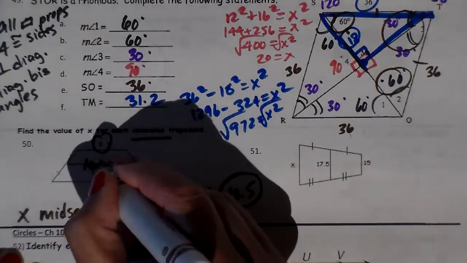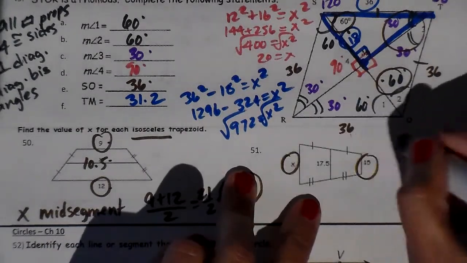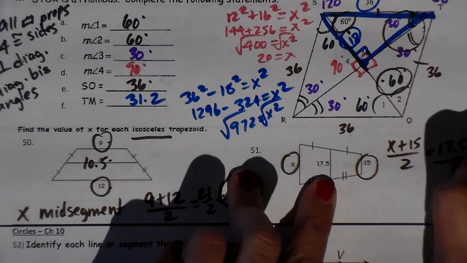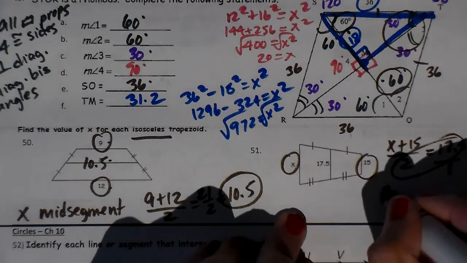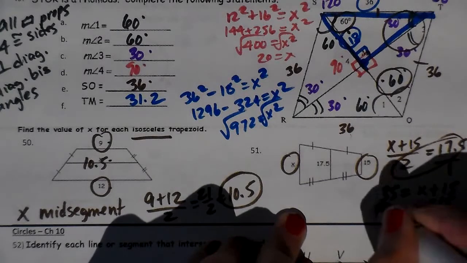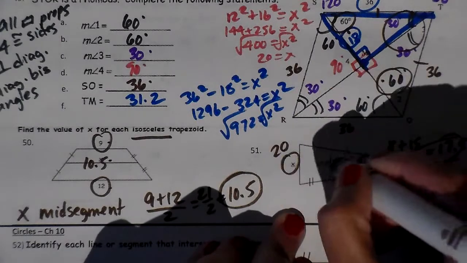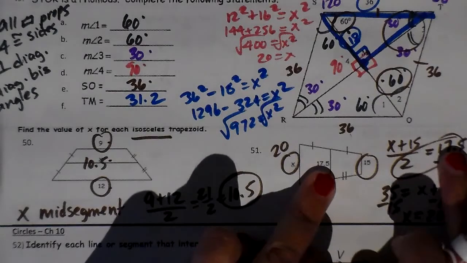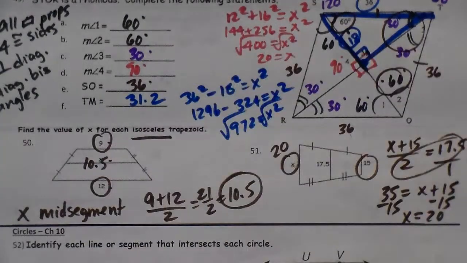So x is 10.5. Here, I know that x plus 15 divided by 2 is going to give me 17 and a half. So I just solve it out, okay? 2 times 17 and a half is 35, equals x plus 15. I subtract the 15, and x equals 20. So this x is 20. Again, add the two bases, divide by 2, and that gives you the mid-segment. Here we had to solve for it. Here it was easy. Halfway between 9 and 12 is 10 and a half.